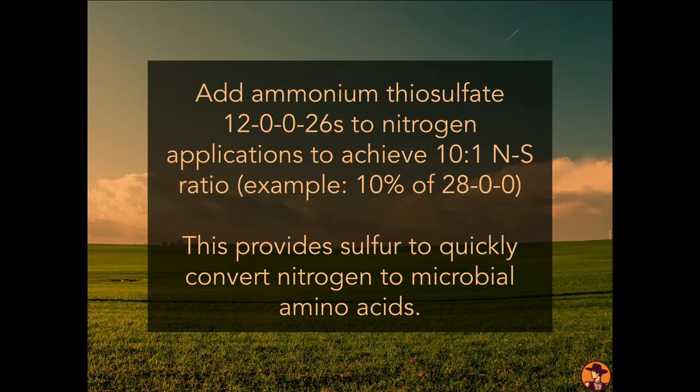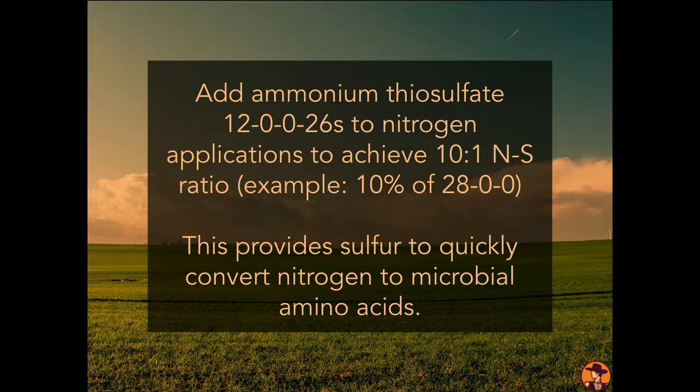So our solution for this is that when we are applying conventional nitrogen, liquid 32 or 28 or whatever form we're using, we always add ammonium thiosulfate, 12-0-0-26, in a ratio so that we have a 10:1 nitrogen-sulfur ratio in the applied product. As an example, that would be about 10% of the solution of liquid 28. So our ratio would be 90-10, 90% liquid 28, 10% 12-0-0-26. That'll give us a 9:1 or 10:1 ratio of nitrogen to sulfur.